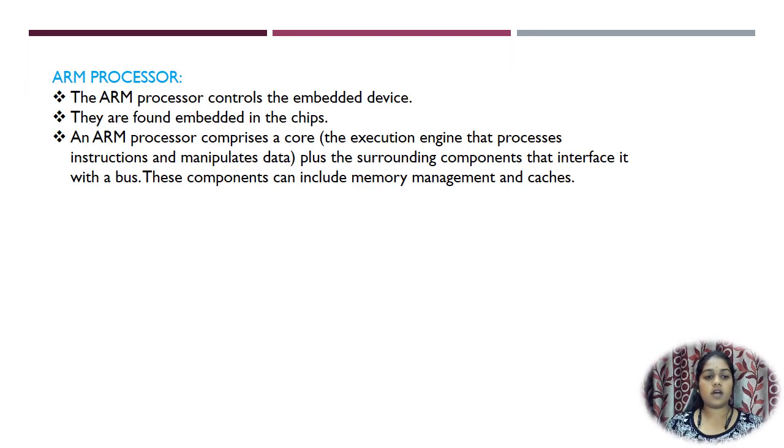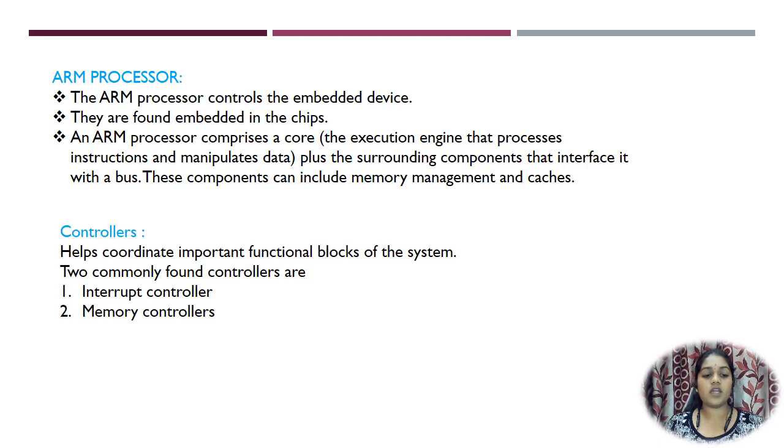ARM processor. ARM is referred to as Advanced RISC Machine. The ARM processor controls the embedded device and is also found embedded in chips. An ARM processor comprises a core that is used in the execution of the instructions and also helps in manipulating the data. Thus, the surrounding components interface it with the bus, and these components can include memory management and caches.